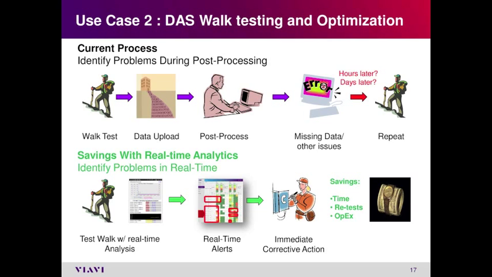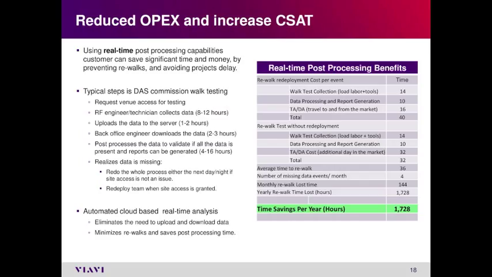So just to give you a typical example, I tried to do a kind of return on investment type analysis. Take into account the amount of time it takes to do a walk test. Let's say an RF engineer technician collects the data for 8 to 12 hours. Before that, you even have to get venue access. Then you upload the data, a couple of hours usually. The back office engineer is waiting there, downloading the data, a few hours for every 8 to 12 hours of data, and post-processes the data. And after that, to create the report and everything, right?